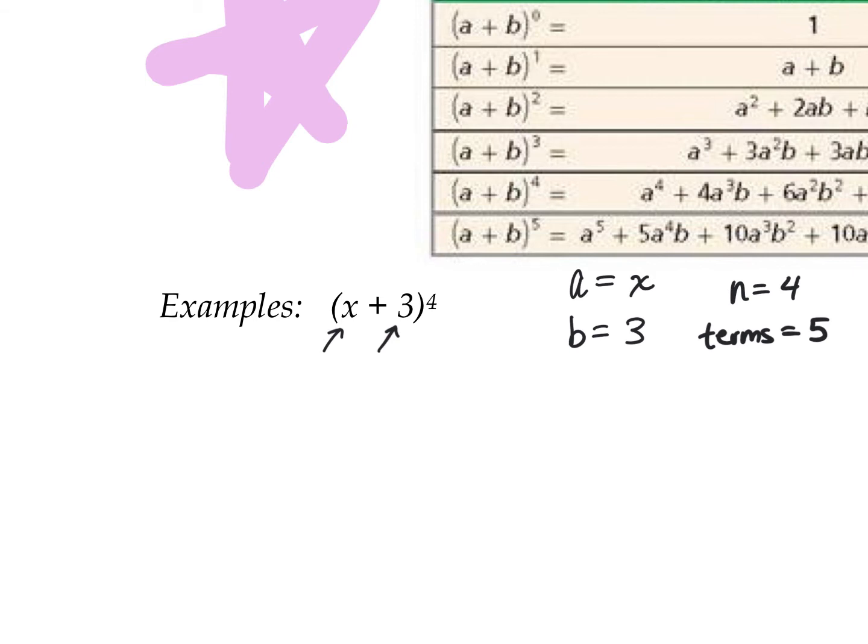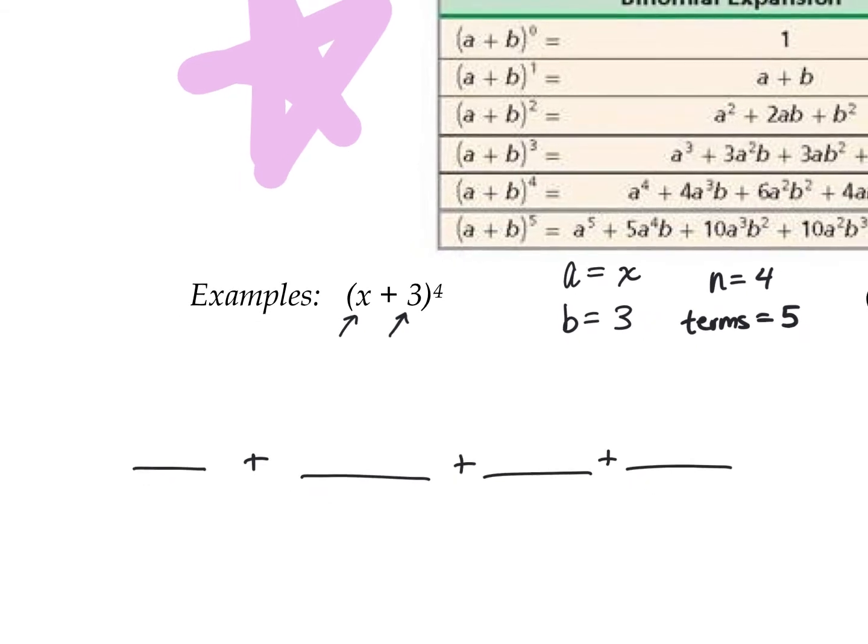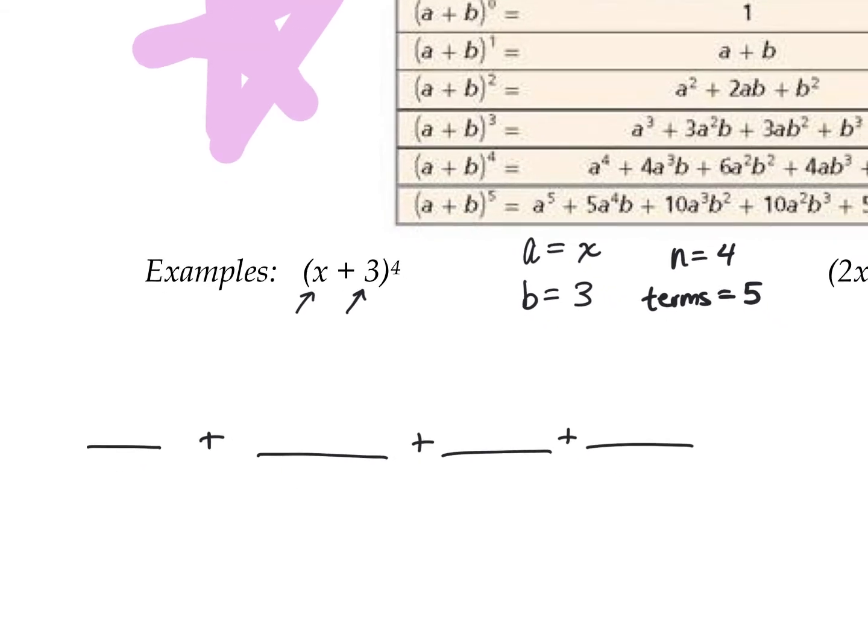What this binomial expansion shortcut allows us to do is to get closer to an answer much quicker. So what I'm going to do here is map out 5 terms that we're going to fill in. All right, I have 5 terms. Why do I have 5 terms? Well, because the exponent was 4. That leads me to a polynomial with 1 more term than that.